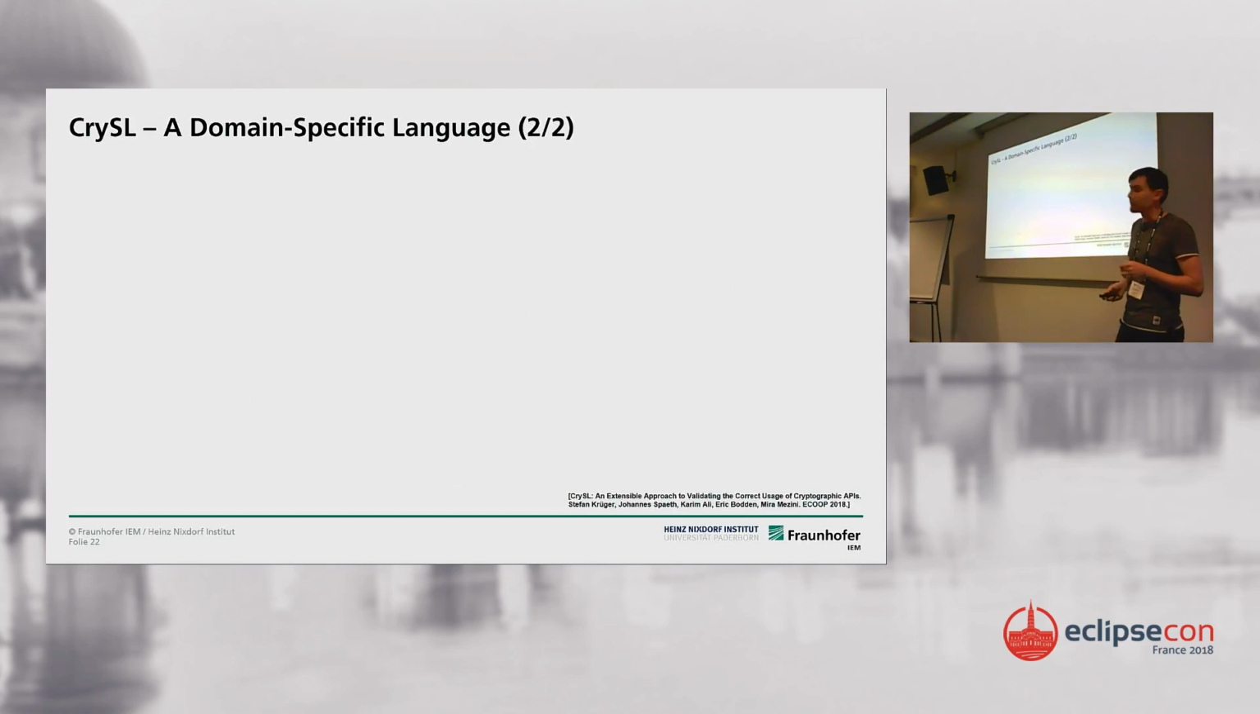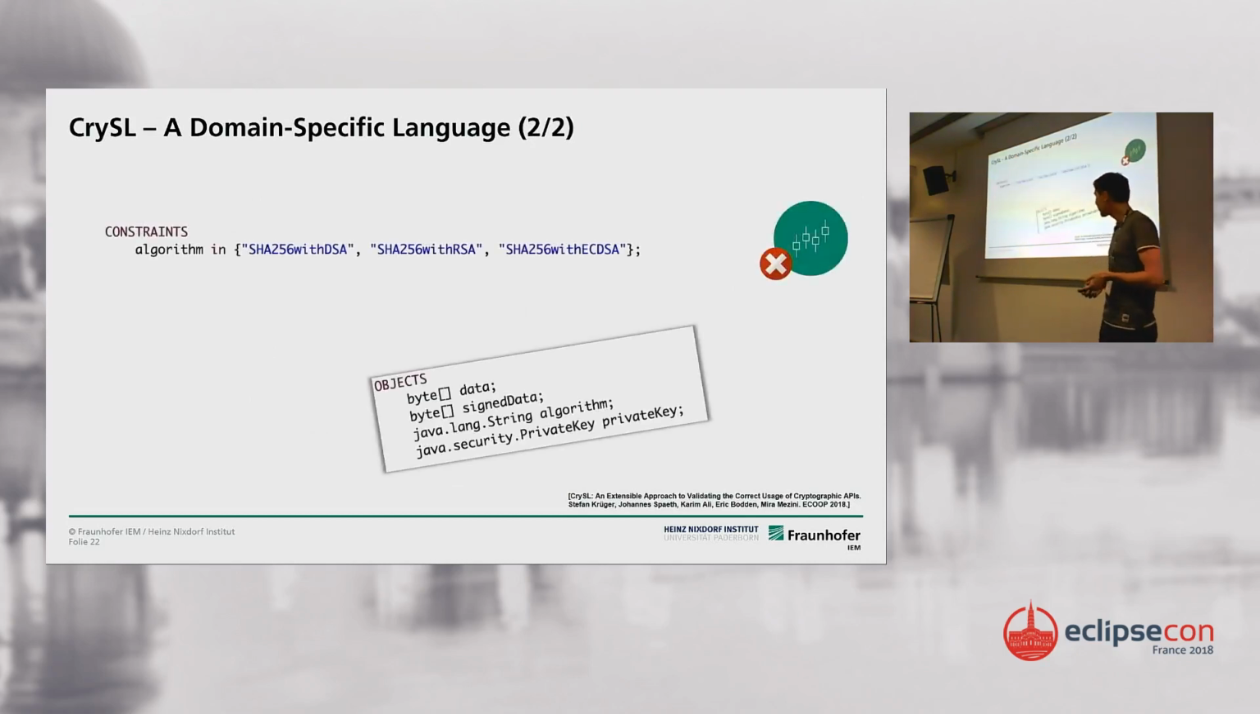On the second part, that's where all these error markers come in. You have a block called constraints. In the constraints block, you can specify that the algorithm, for example, must be in the set of these strings. So you have a whitelist approach telling you these are the correct strings that you can supply. If it's not the case, you will receive one of these insecure parameter error markers.